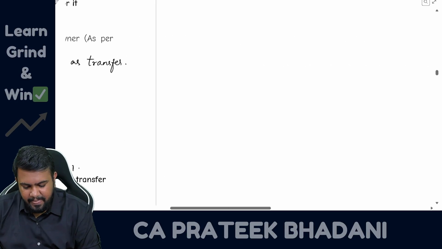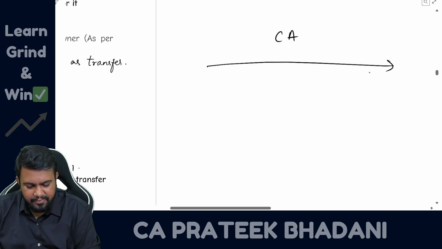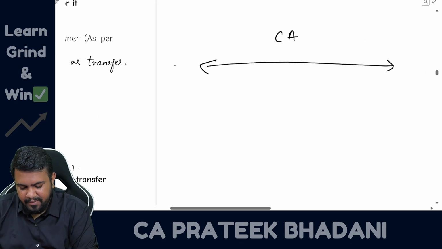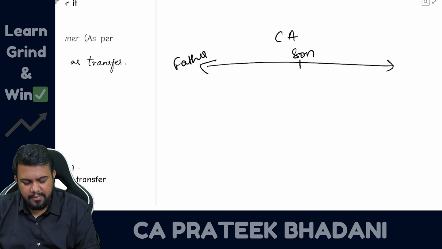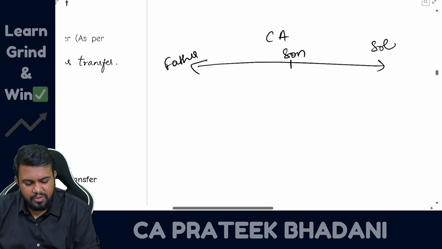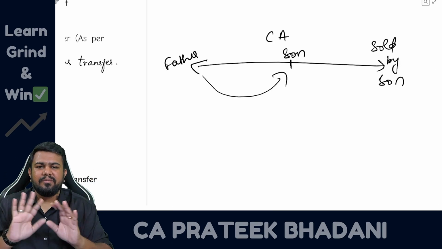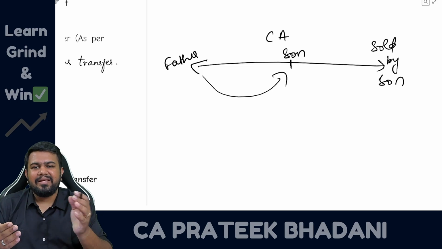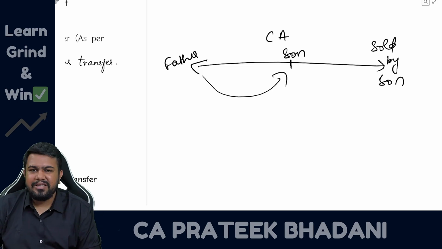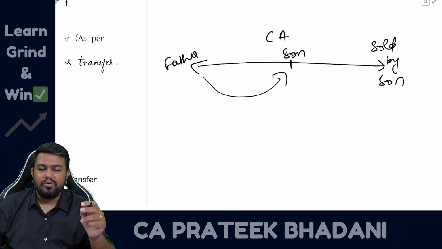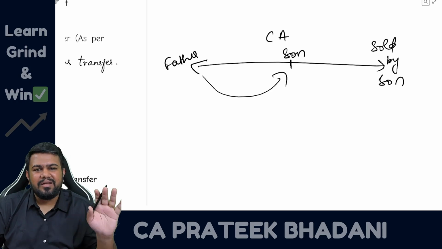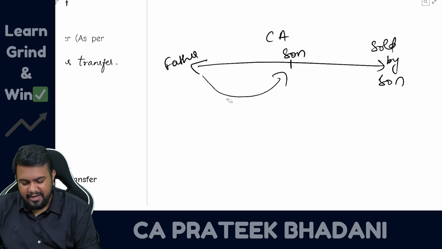So let's say there is a capital asset, this capital asset was gifted by a father to a son, and then later on it was sold by the son. So first father gave to a son as gift. He did not take any amount from the son. It was given as gift. So already I told you, if any asset is transferred as gift, then it is a transaction not regarded as transfer. So capital gain will not apply.